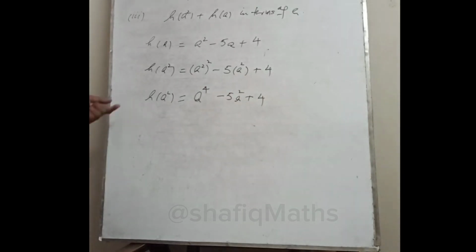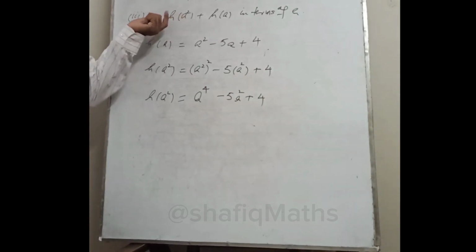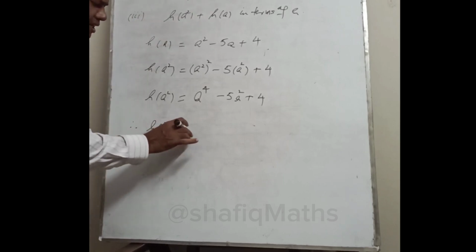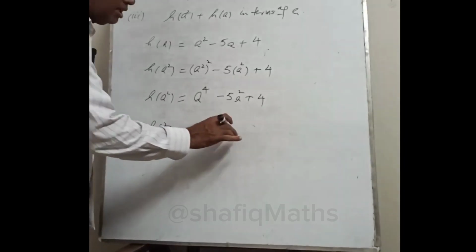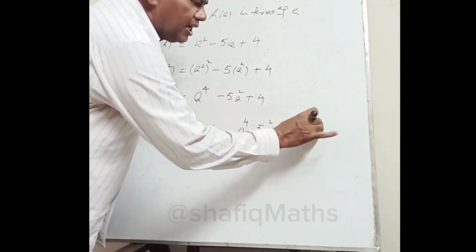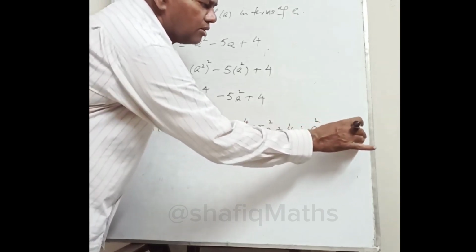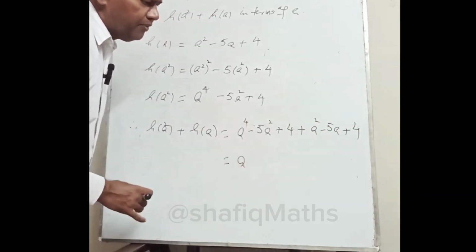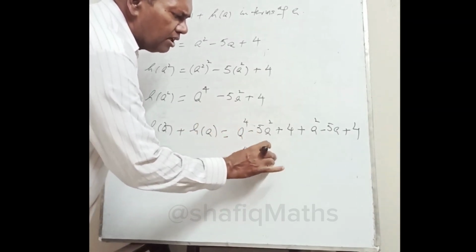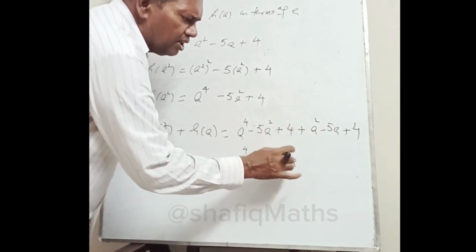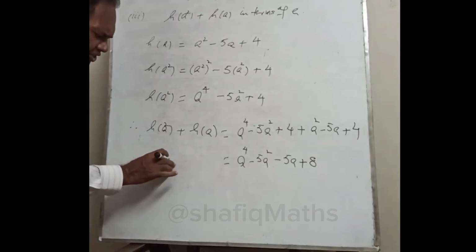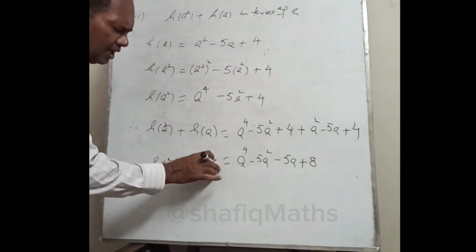And now we are substituting the values of h(a) and h(a²) in this expression. Therefore h(a²) + h(a) = a⁴ − 5a² + 4 + a² − 5a + 4. When you do simplification, a⁴ as it is, 5a² as it is, −5a as it is, 4 plus 4 is 8. So this is the answer of the expression h(a²) + h(a) in terms of a.